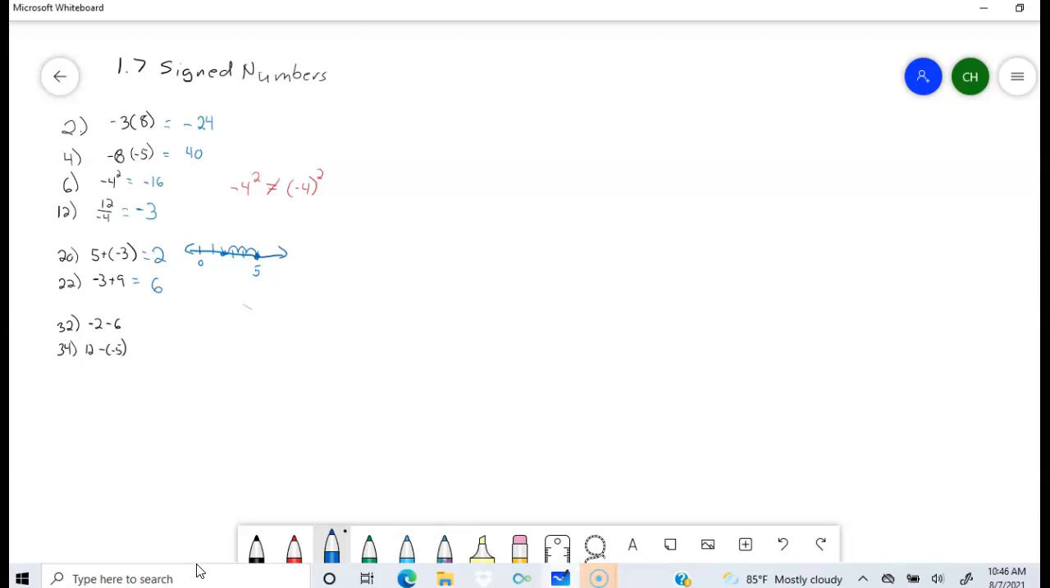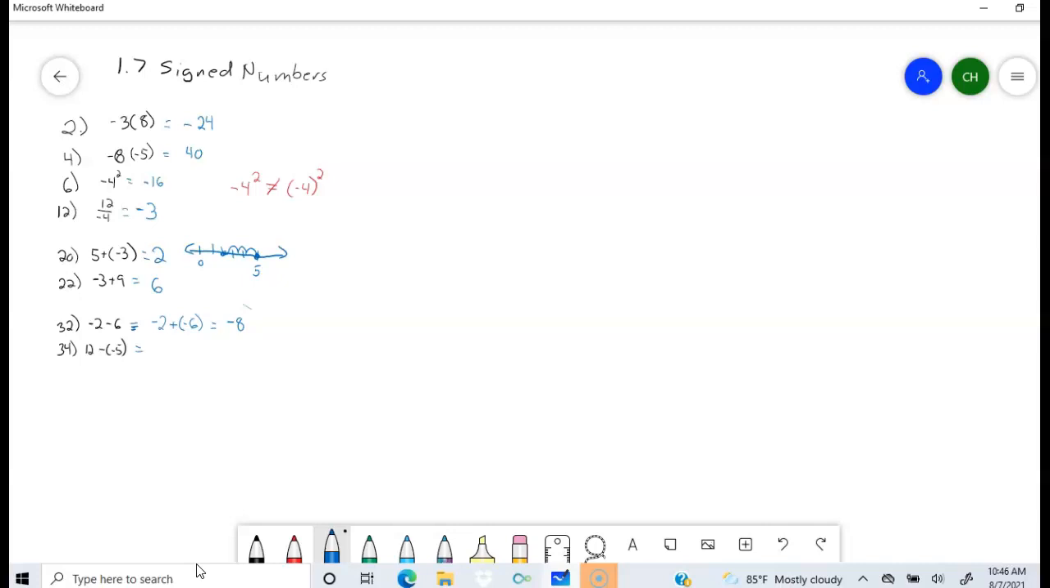Okay. Number 32, it wants us to write as algebraic addition and find the sums. So that would be negative 2 plus negative 6. If I'm at negative 2 and I add a negative 6 to it, means I'm going to the left. I'm going to be at negative 8.